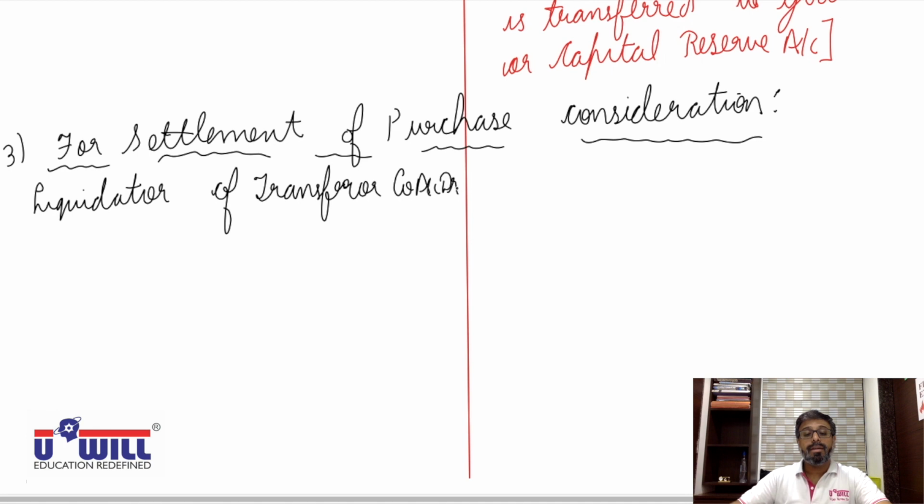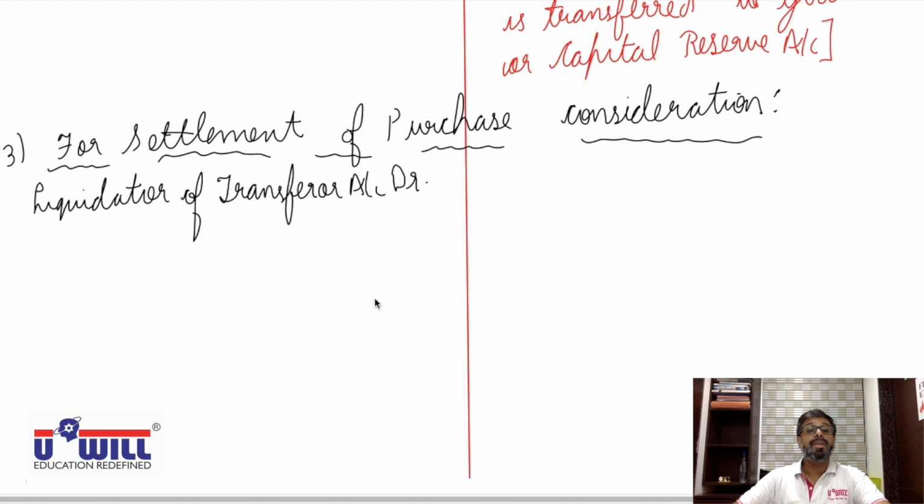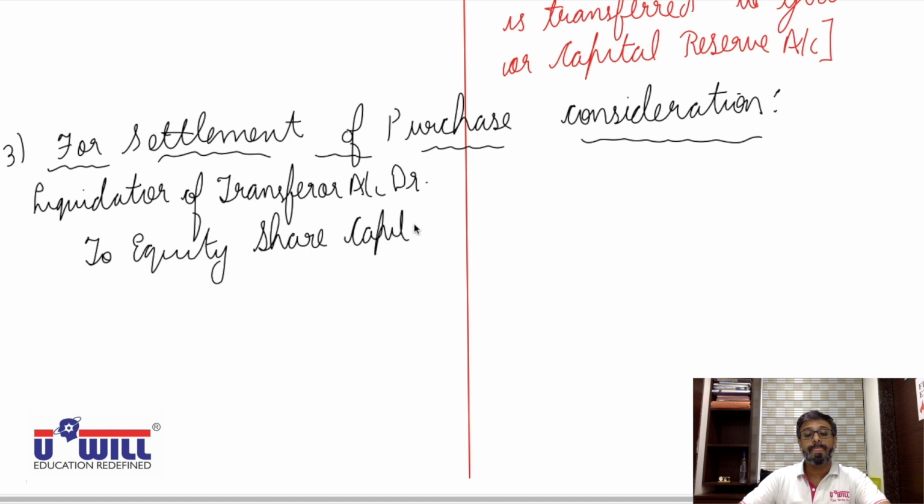and we are talking about the method of pooling of interest. Pooling of interest means merger. Merger means all assets and liabilities are taken over at book value, and last condition was entire purchase consideration is settled in the form of equity shares only. So to equity share capital account. Here what you are going to pay in purchase consideration is only equity share capital.